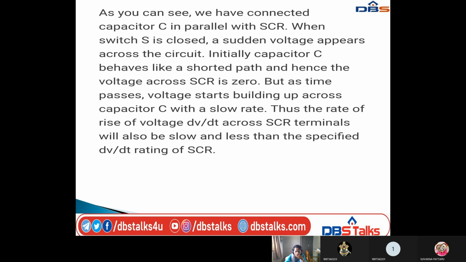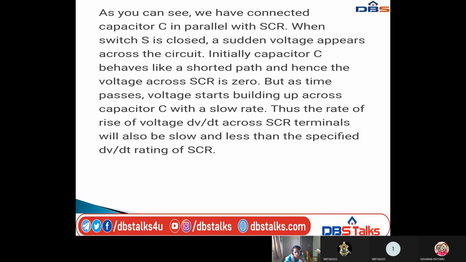Next, as we can see, we have connected capacitor C in parallel with the SCR. When switch S is closed, a sudden voltage appears across the circuit. Initially, the capacitor C behaves like a shorted path, and hence the voltage across the SCR is 0. But as time passes, voltage starts building up across the capacitor at a slow rate. Thus the rate of rise of voltage dV/dt across the SCR terminal will also be slow and less than the specified dV/dt rating of the SCR.